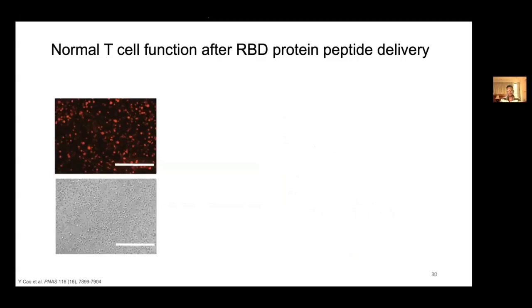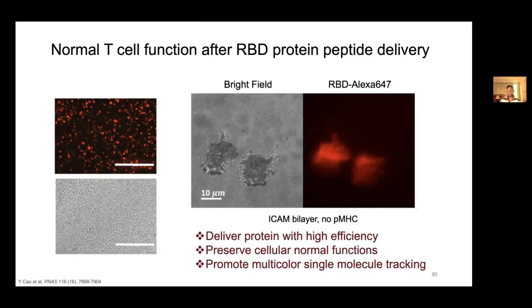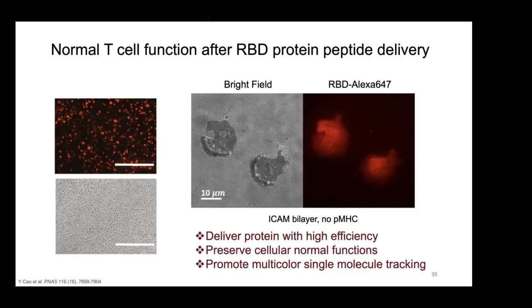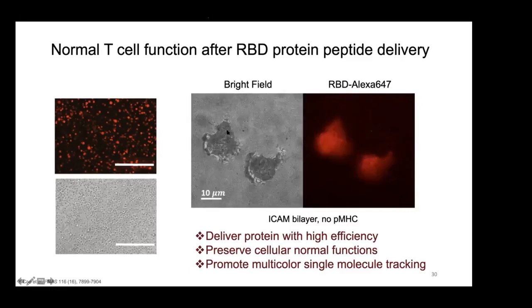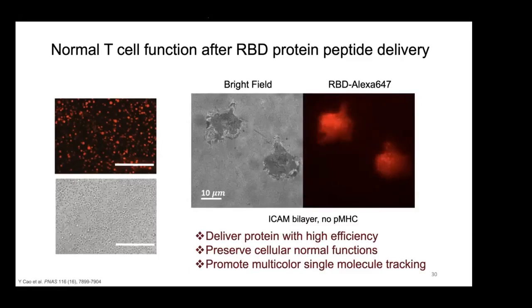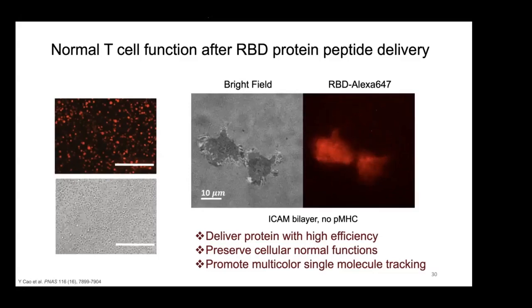So the nanopore electroporation not only allows DNA nucleotide delivery, but also various kinds of protein delivery. We demonstrate it's able to deliver various types of protein, and right here is the RBD protein delivered into the primary T cells with high efficiency. And we also demonstrated that the primary T cells, after the electroporation, have very well preserved their activity.